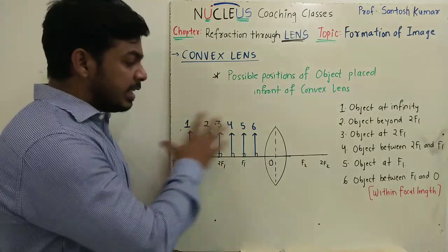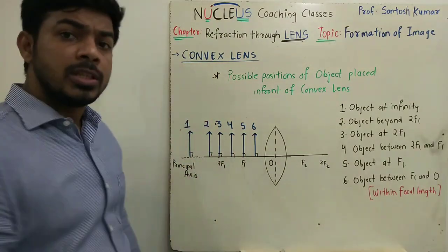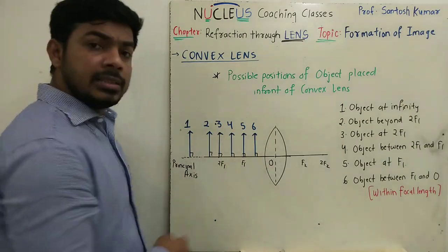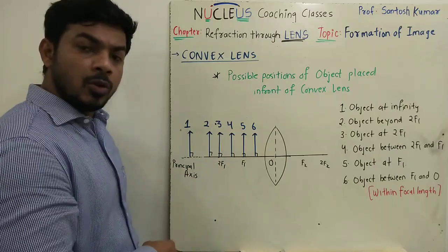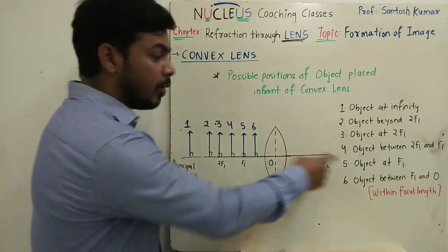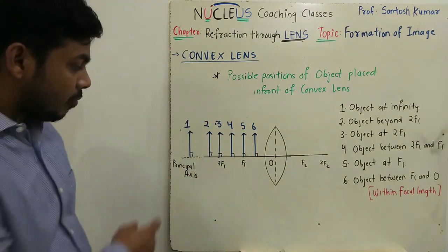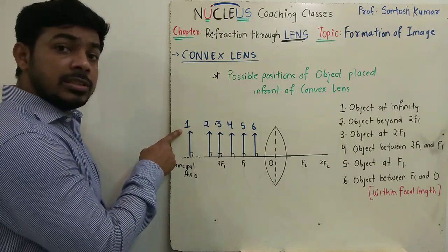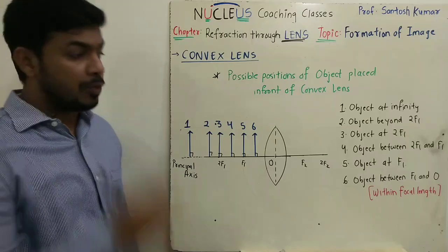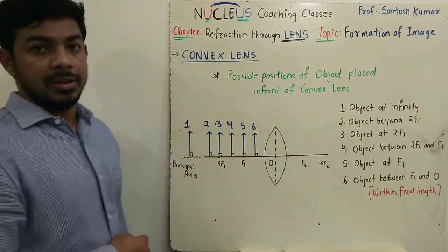So when an object is placed in front of a convex lens, I can give you the possible positions of objects. So for the convex lens, I have drawn optical center O, first principal focus f1 and 2f1, second principal focus f2 and 2f2, and I have kept the object. You can see that the first position consists of an object which is placed very far away from the lens. So we call that the object is placed at infinity.